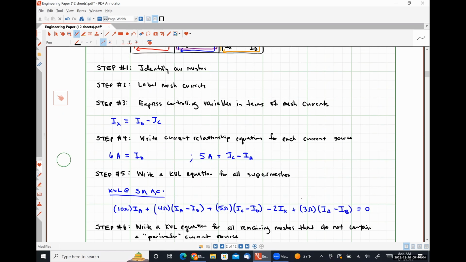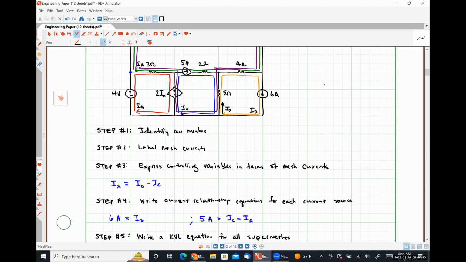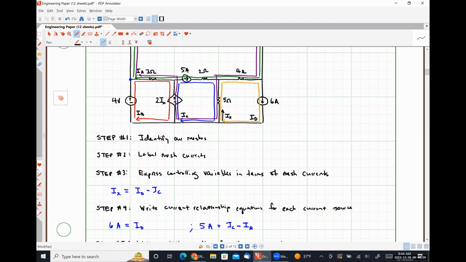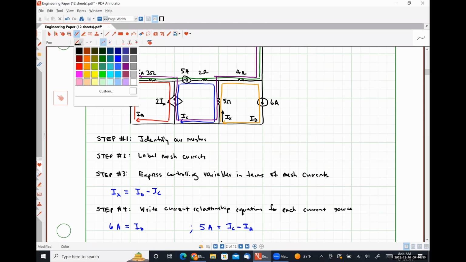current source. What I mean by that specifically is we're not going to write a KVL equation for our mesh ID. The only equation that we need from that particular mesh is this one right here. We can't write a KVL equation for it because it would involve taking the voltage drop across that 6 amp current source. So the only mesh that we haven't written an equation for effectively is mesh B. So that's our last step before we solve.